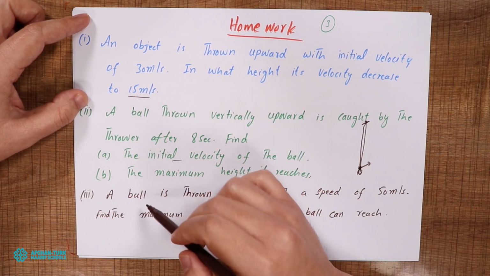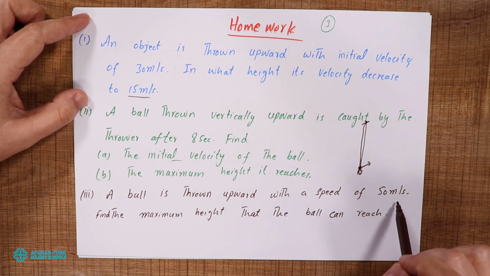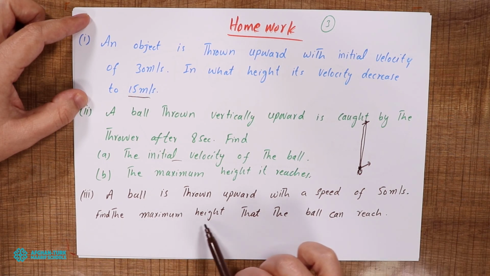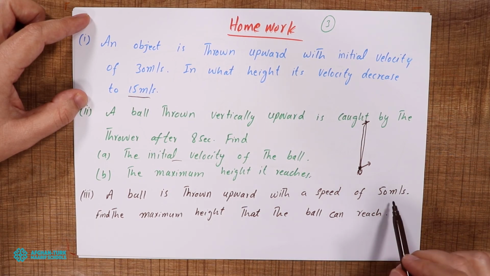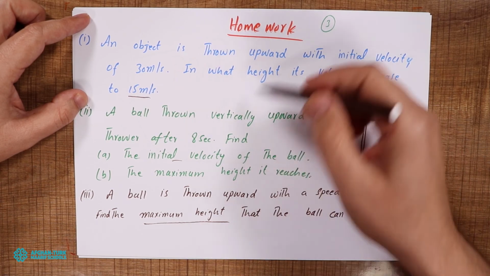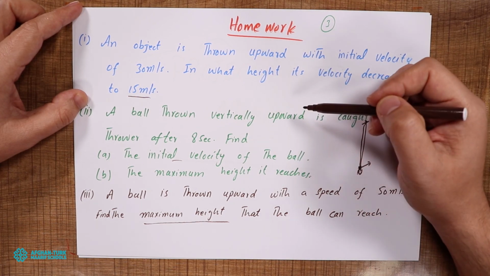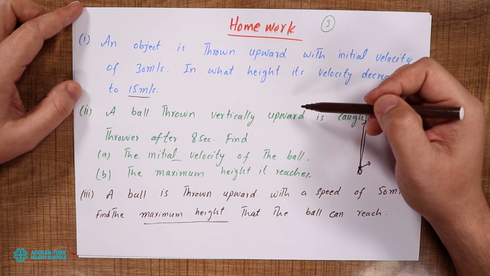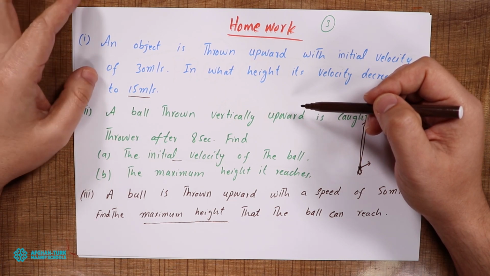The third one, a ball is thrown upward with the speed of 50 meter per second. Find the maximum height that the ball can reach. Here again we will find the maximum height. So these 3 questions are your homework. Try to solve these 3 examples. If you have any problem, you can ask in the comments.